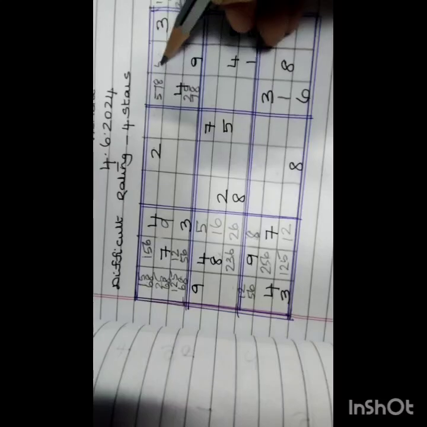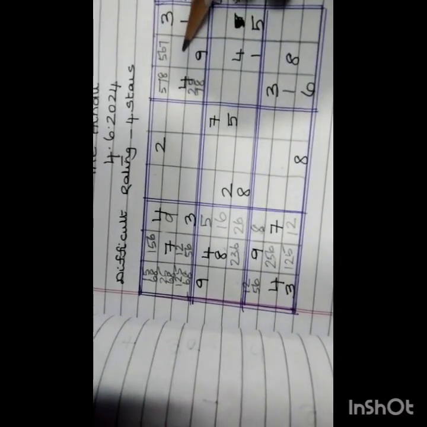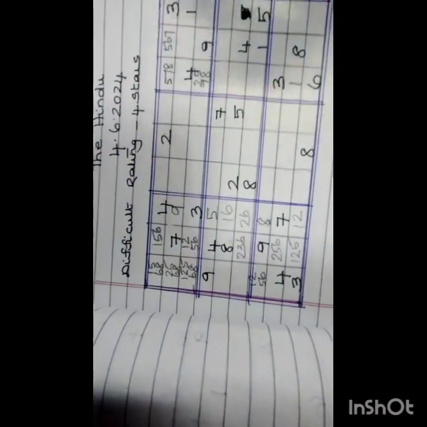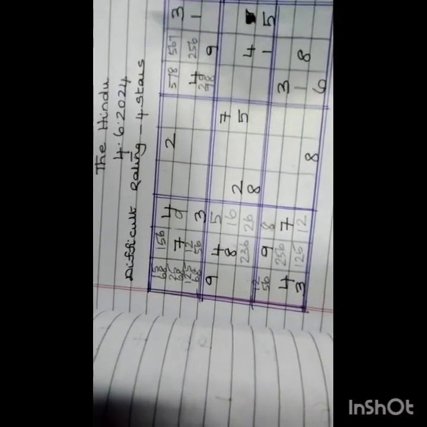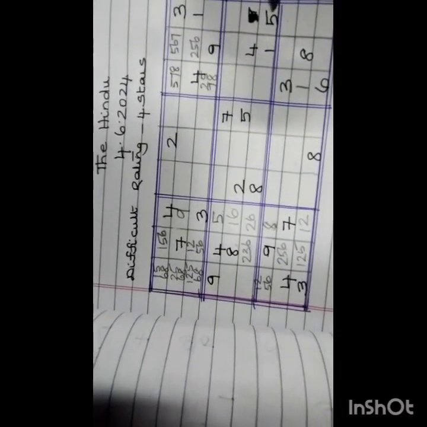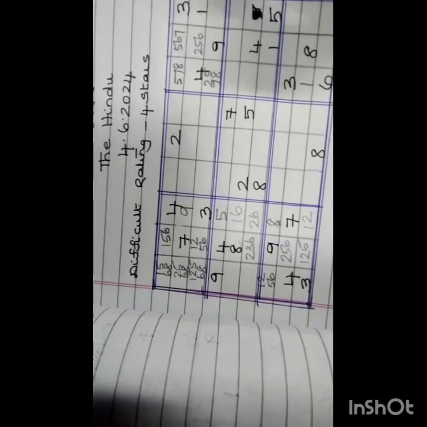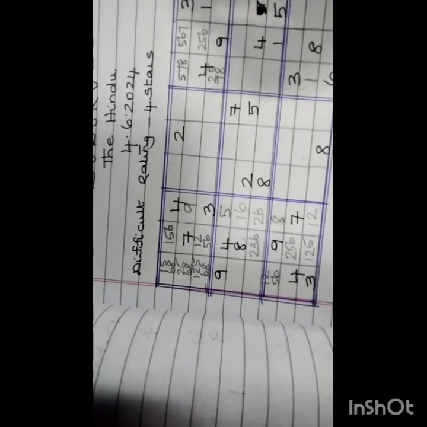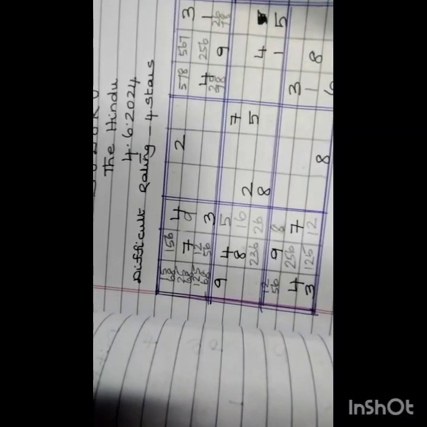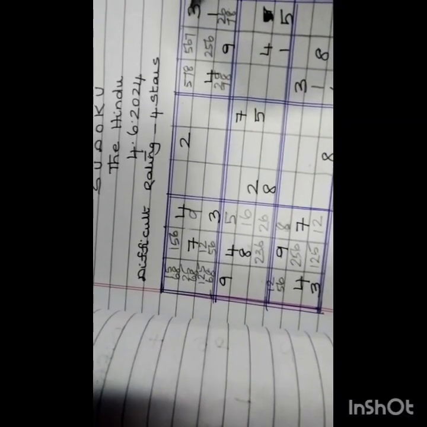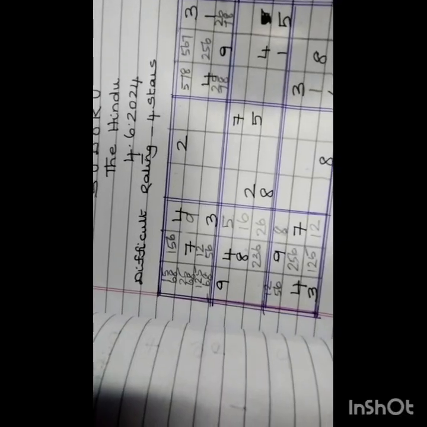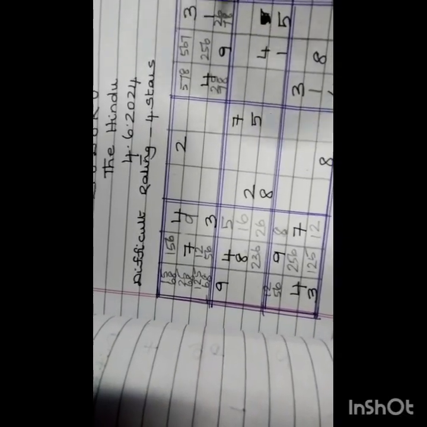So 5, 6, 7. This cell 7 and 8. So 2, 5, 6. This cell 5. Only 5 is appearing in this. So 5 cannot be repeated. 2, 6, 7, 8. After filling, just check any odd triplet. 2, 6, 7, 8, 5, 6, 7. Okay. Then we'll go to this box.